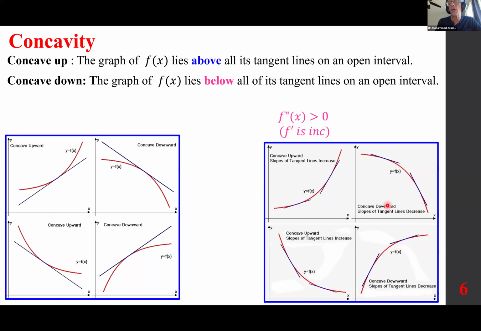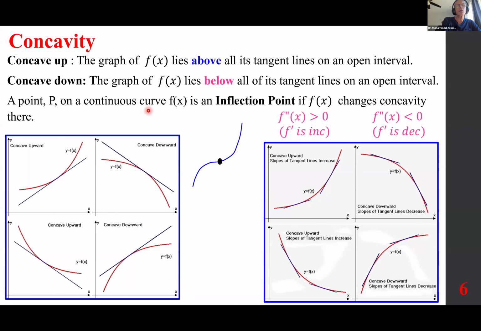This is the other way around, concave down. Slopes of tangent lines decrease. Notice, negative, it's more negative here. Positive, but it's less positive here. So f double prime is negative, f prime is decreasing. Finally, a point P on a continuous curve f of x is an inflection point if f of x changes concavity. Take a look. Concave down to concave up, this is the point of inflection. Concave up to concave down, point of inflection. So that's pretty straightforward.